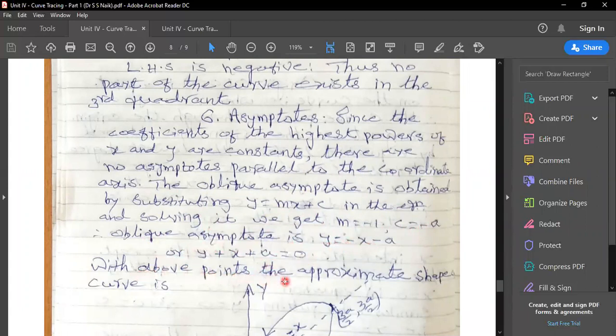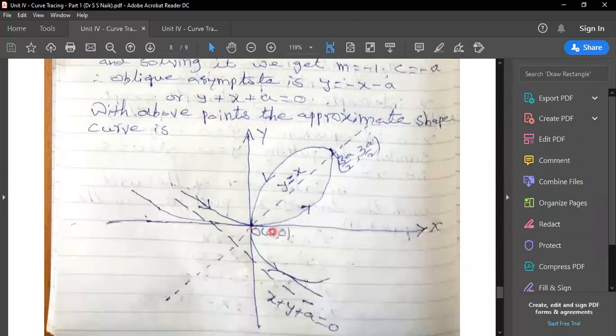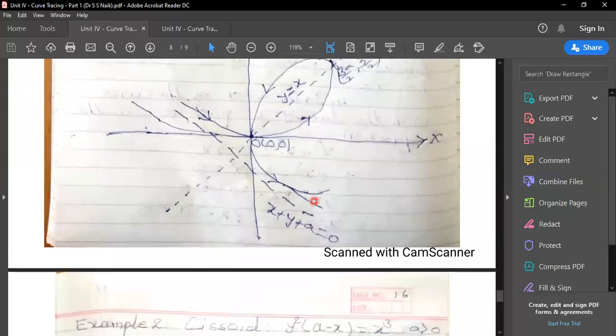With the above points, the approximate shape of the curve is given by this. Here (0,0) is the origin, y is equal to x is the line about which the curve is symmetric, and the curve meets it at the points (0,0) and (3a/2, 3a/2). Then x plus y plus a is equal to 0 is the asymptote. Therefore, this becomes the curve x cube plus y cube is equal to 3axy.